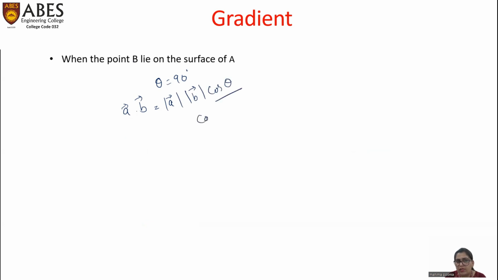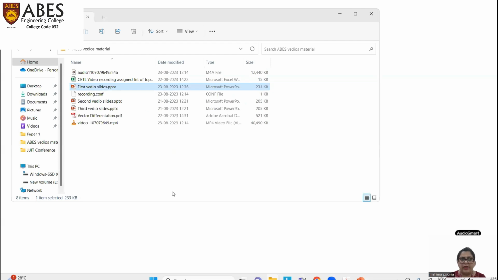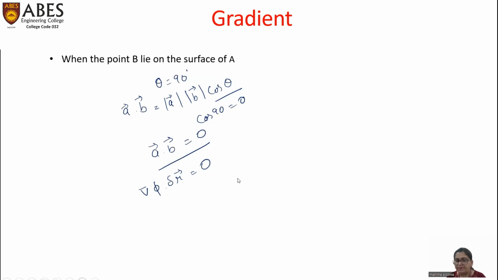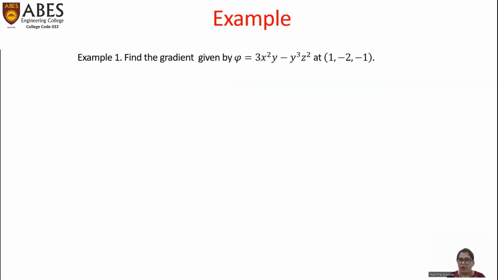And here cos 90 is 0. Therefore, the dot product will be 0 for this case. Similarly, it goes for the gradient of the vector, and you will obtain this for the case of normal values.